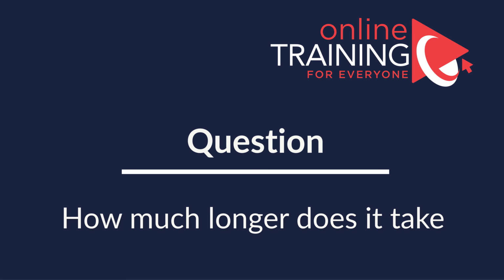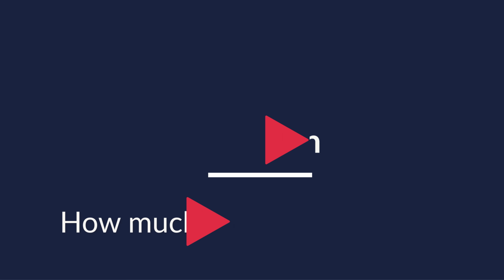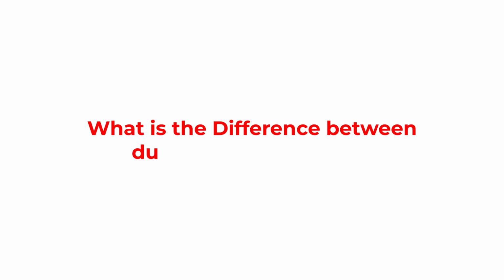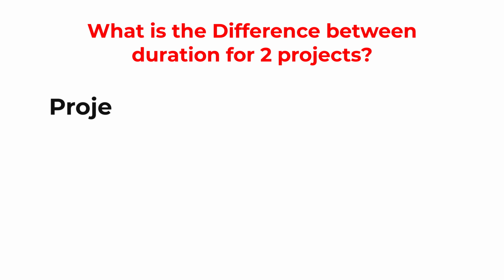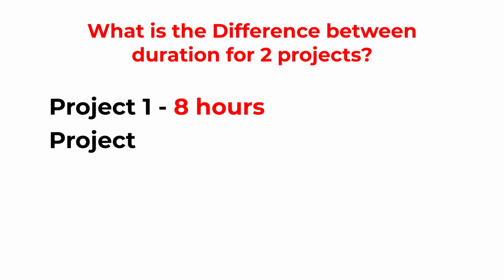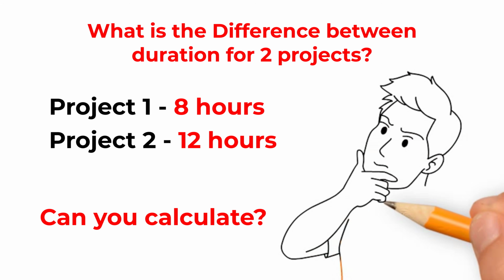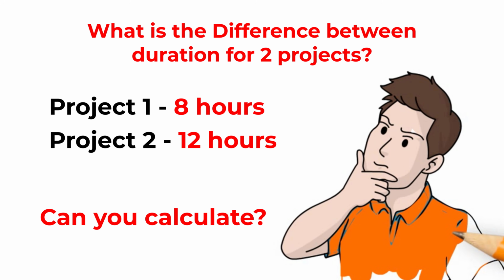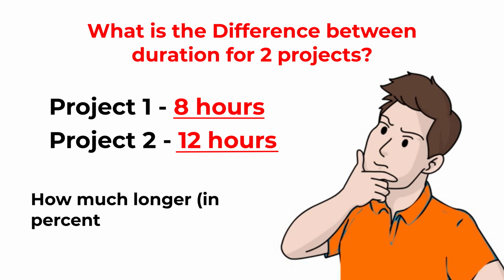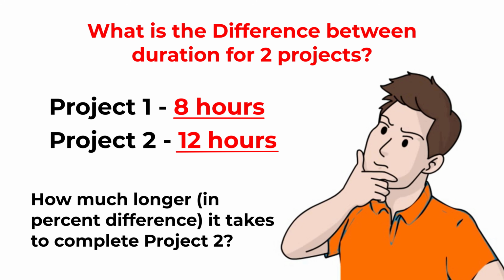Here's an interesting question which tests your understanding of percentage differences. You are presented with 2 projects, Project 1 and Project 2, and you need to calculate the difference between completion time for those two projects. It takes 8 hours to complete Project 1, and it takes 12 hours to complete Project 2. So, how much longer does it take to complete Project 2?